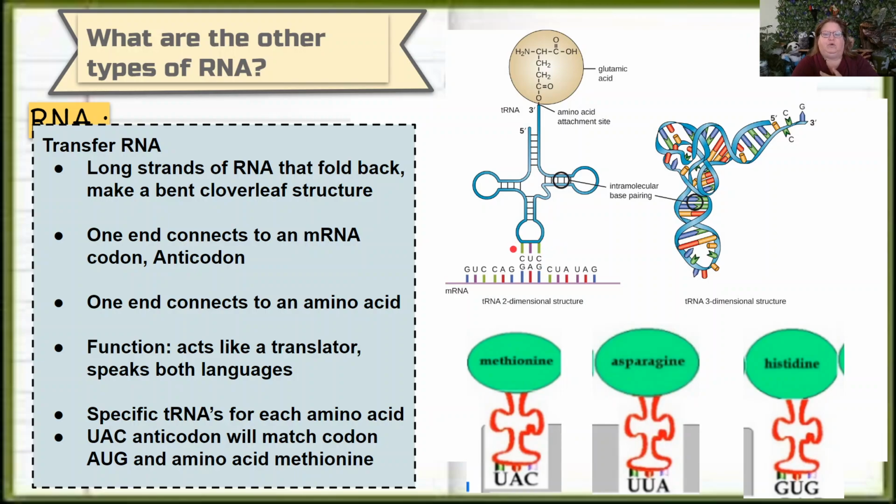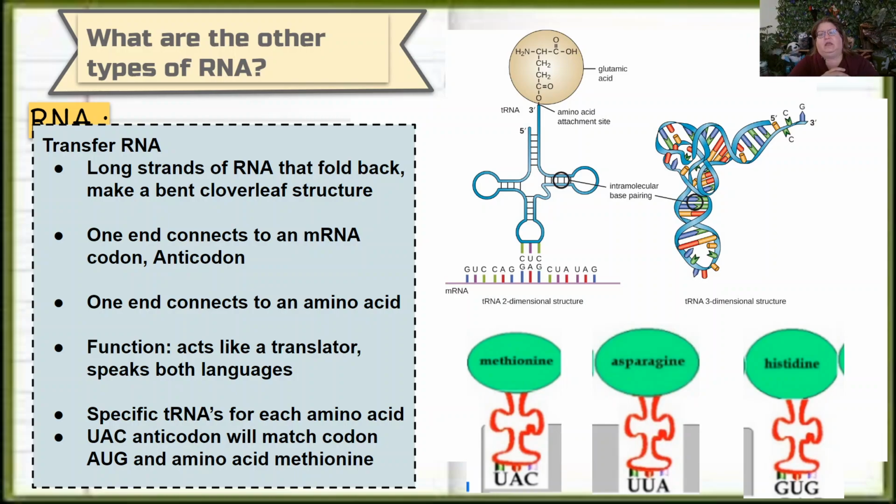So right here where my pointer is, the CUC, that's the anticodon, and then the GAG, that is the codon. So the mRNA contains the codon, the tRNA contains the anticodon. So one end of the tRNA contains an anticodon. The other end of the tRNA contains an amino acid. And here is the big takeaway. The anticodon will specifically dictate what amino acid that tRNA carries.